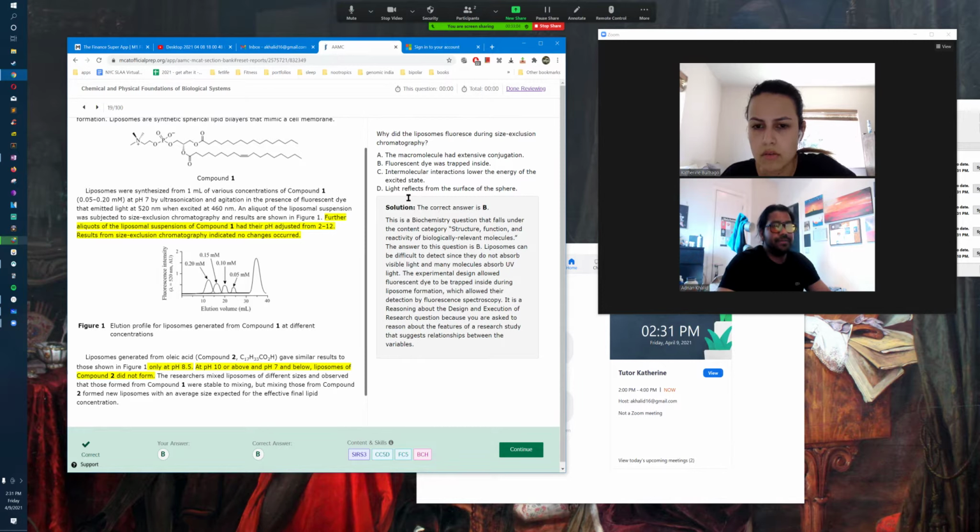What's that? The reflection? Yeah, a liposome could reflect some light. I mean, sure, but they're asking specifically for fluorescence. So the real question is just asking why do the liposomes fluoresce? Size exclusion chromatography is just some extra information, and you don't need to really know that to answer it. All you need to know is that we're making liposomes, we're using a fluorescent dye, we mix the two, and now we have liposomes that fluoresce.